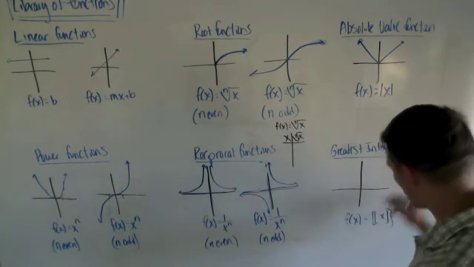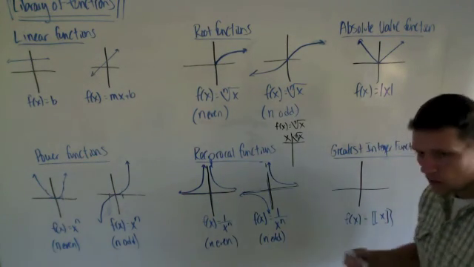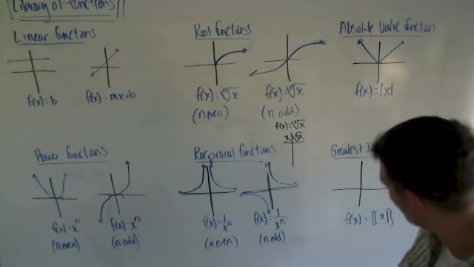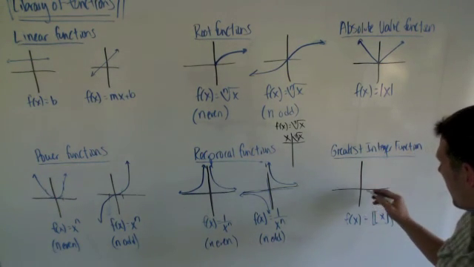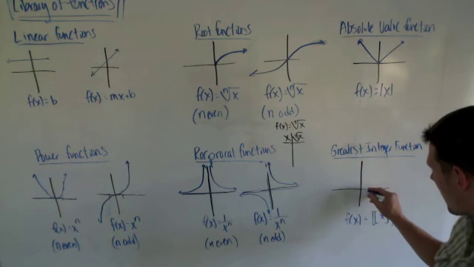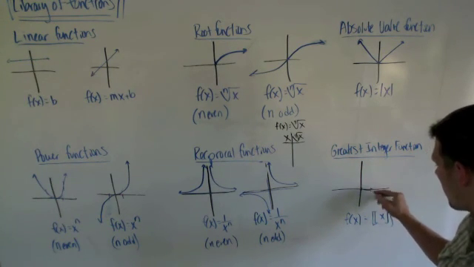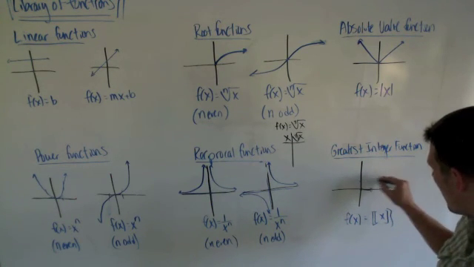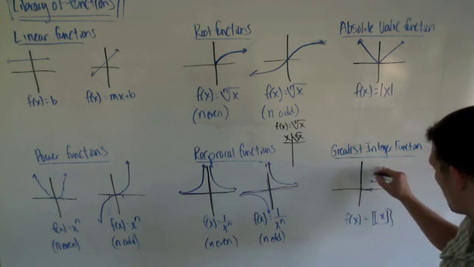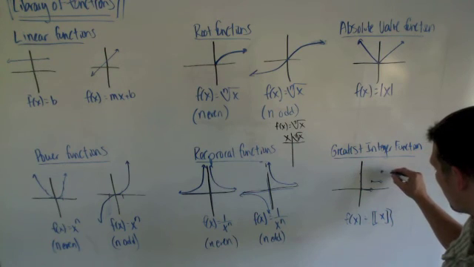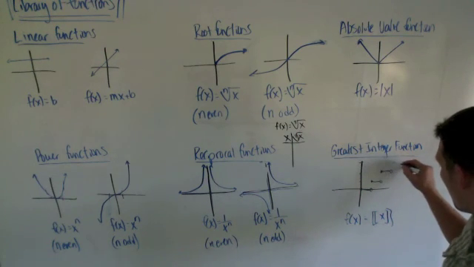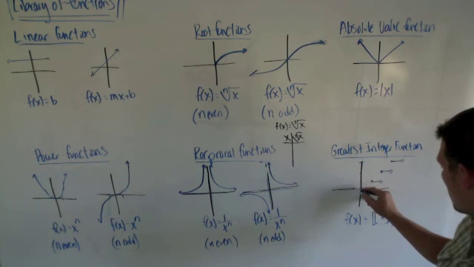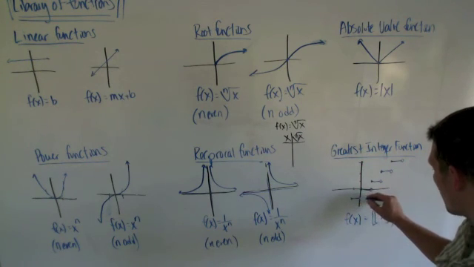The greatest integer function talks about what's the greatest integer that you've most recently passed. For example, if I take any number between 0 and 1, including 0 but excluding 1, I get the height of 0. But if I take the point 1, my output is 1. And some people call this the step function for what it looks like.